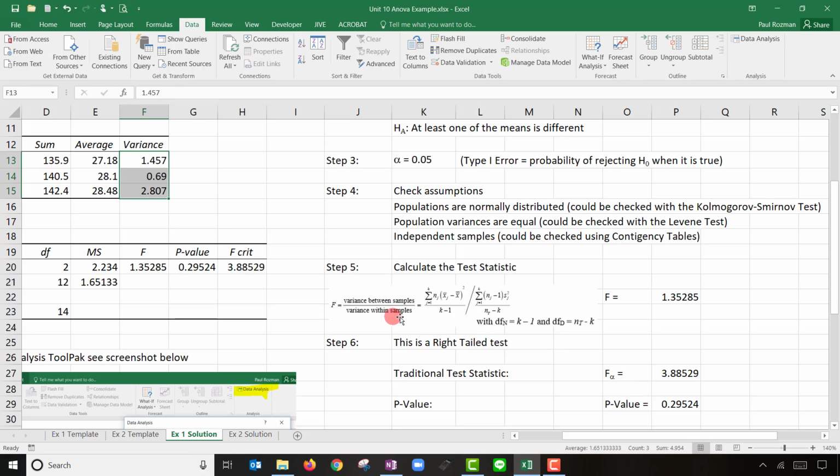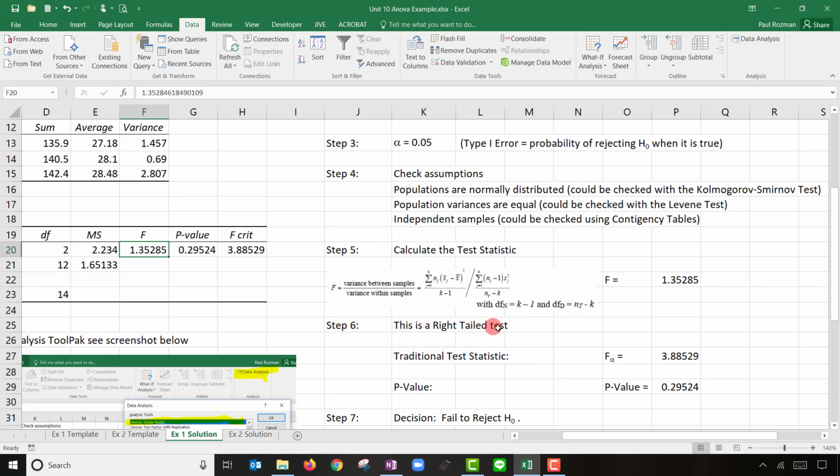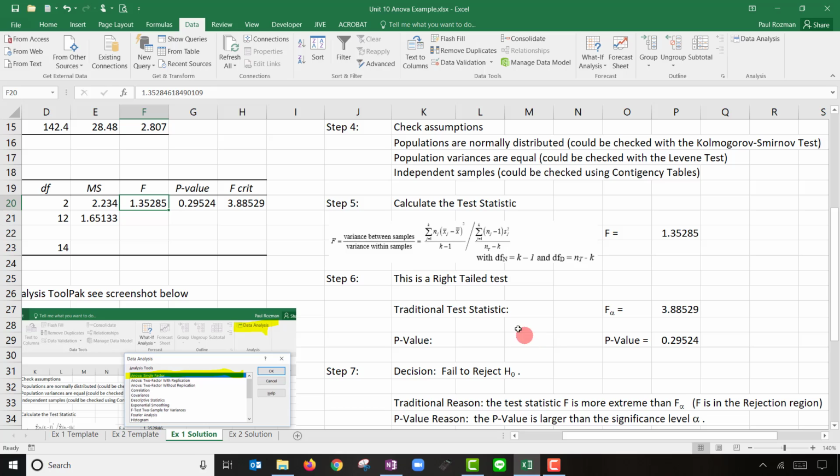Calculating the F value is the next step of the process. So the test statistic is F, and it's just this value from the output. It's basically this number divided by this one. So 2.2 divided by 1.6 gives us 1.3. All of these ANOVA tests are right-tailed, so you don't have to worry about looking at the left because the F distribution isn't symmetric. So it's kind of handy that they are right-tailed.